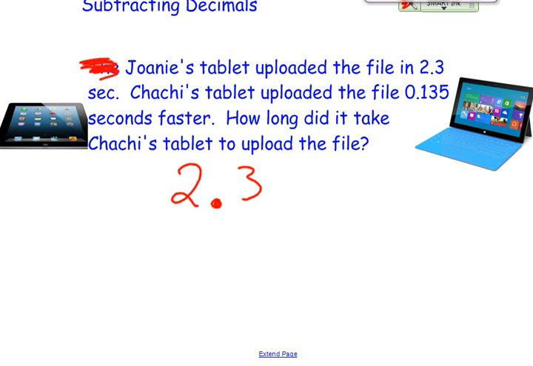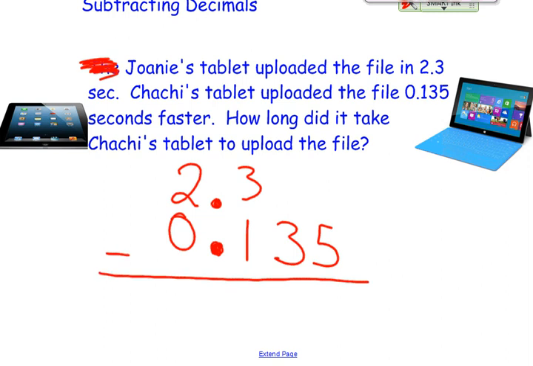And I'm going to subtract 0.35, right? Now I definitely have to line up my decimals, so I'm going to do that first. Okay, now I got my decimals in line. Now I can start plugging in my values. I got a 0, I got a 1, I got a 3, and I got a 5. All right, and now we're going to subtract.